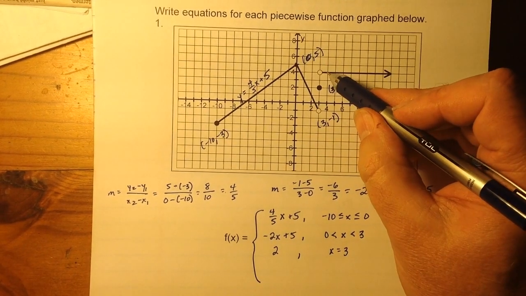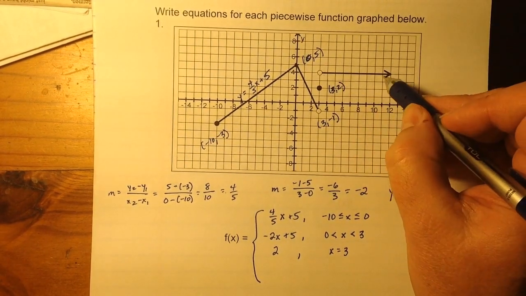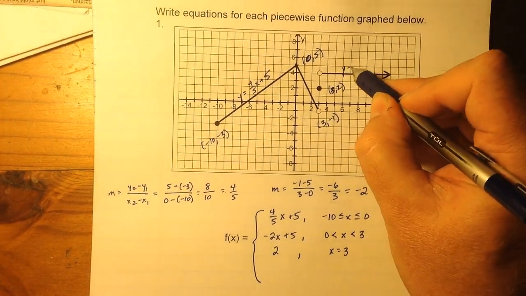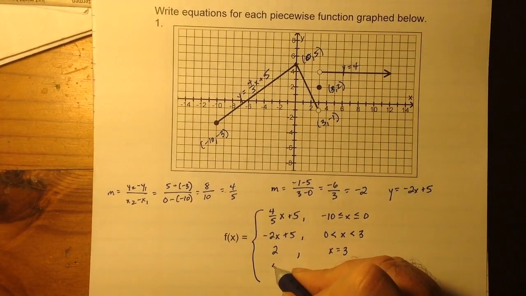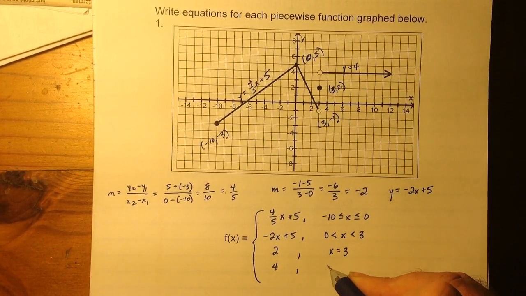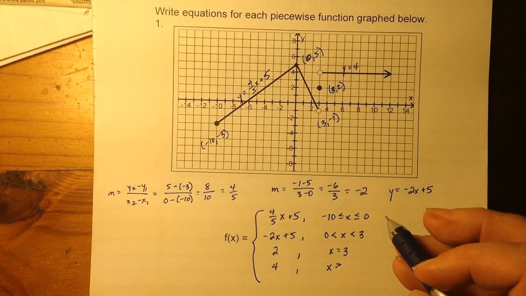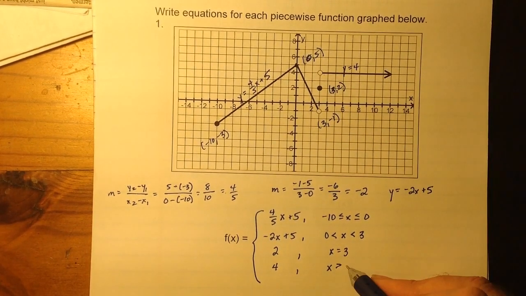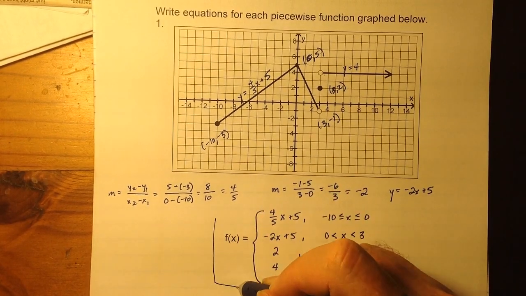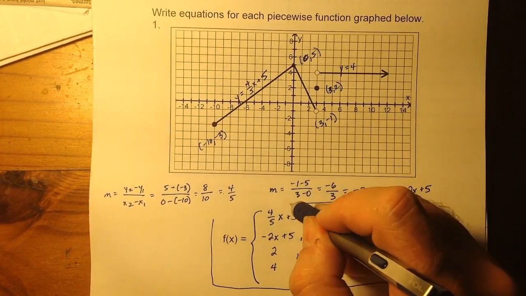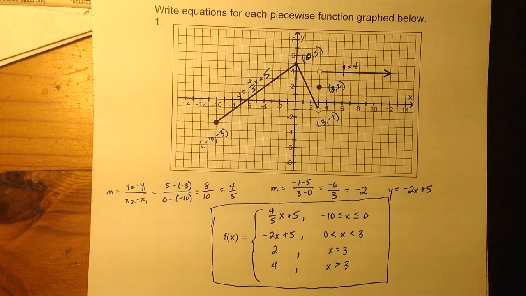And finally, my y value up here is 4. The equation of this line is y equals 4. So y equals 4 for x strictly greater than 3. So I've got 4 pieces and 4 parts to that equation. Okay? All right. You can pause that and take time with it if you need. I'm going to go to the back.